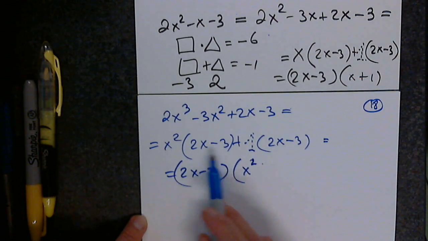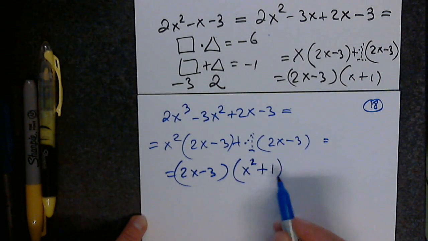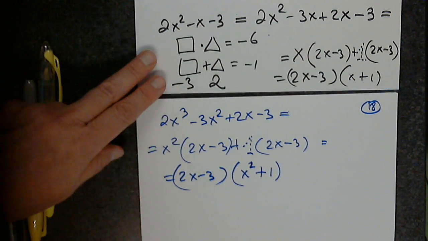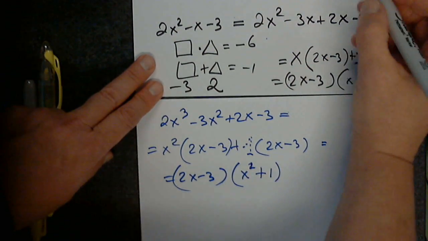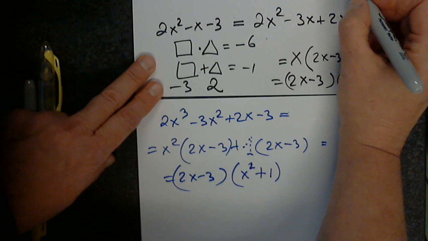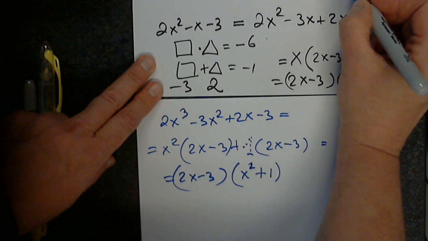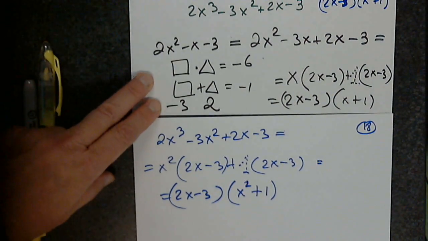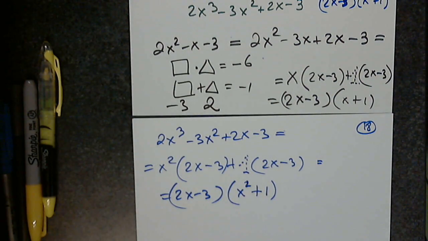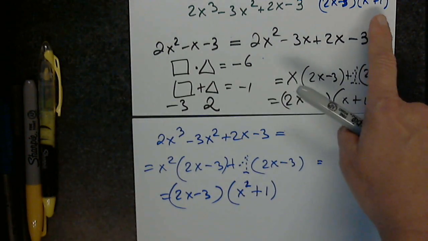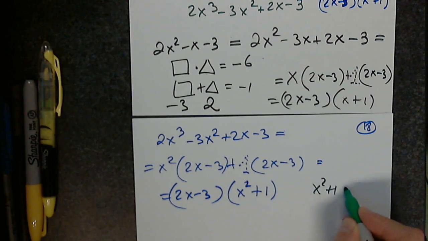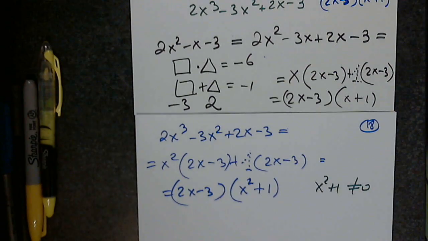x squared plus 1, which is not factorable. So then I go back to my denominator and I put 2x minus 3 and I put x squared plus 1. I must state restrictions before I simplify. There is no restriction for x squared plus 1. Why? x squared plus 1 is never 0 no matter what you do.